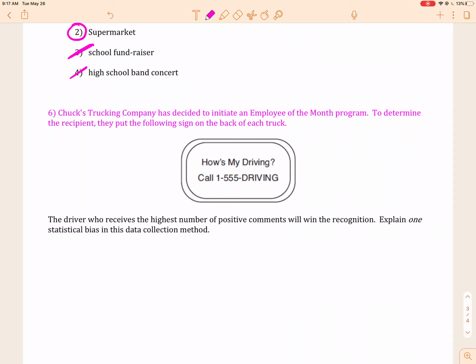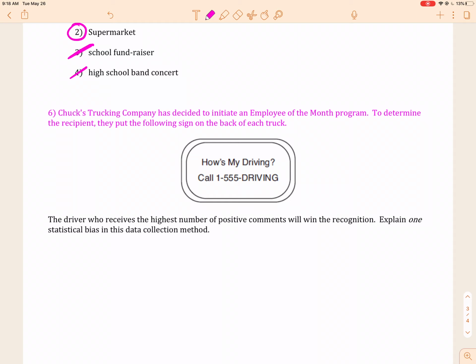And voluntary response kind of sucks because people are only going to call that have really some reason to call. It's not a random sample. It's not like you can force people and point at the truck and say, call up right now and tell what you think about that driving. So this is not a great method.